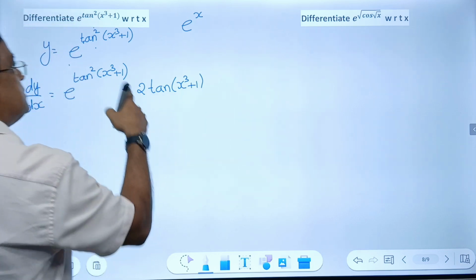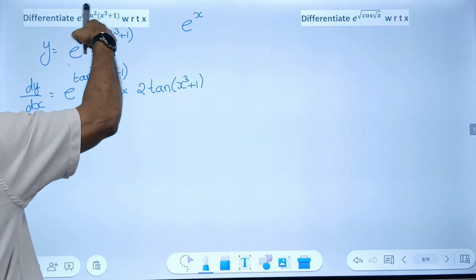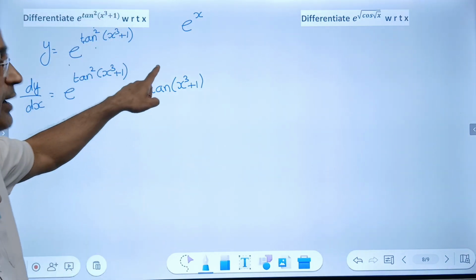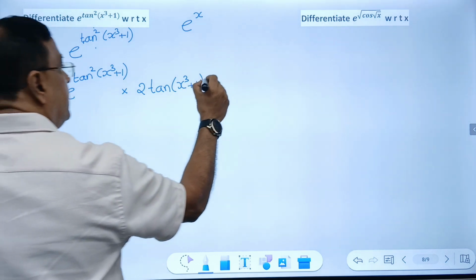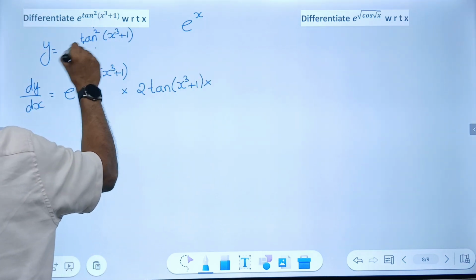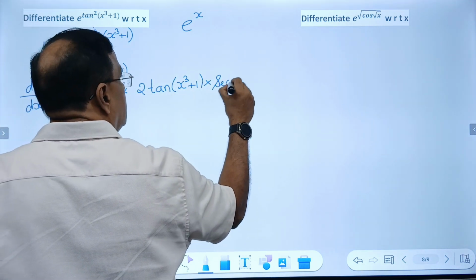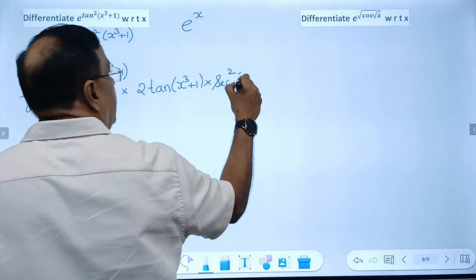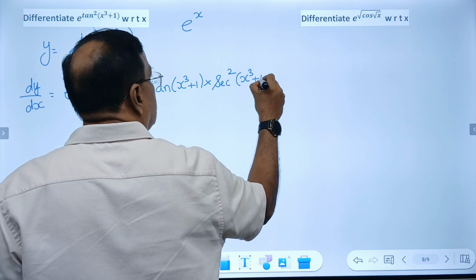How did I get this? It is 2 tan 2 minus 1. 2 minus 1 is 1, so I am not writing that. Into, after dealing with the power, I deal with tan. What is the differentiation of tan? Secant square x cube plus 1.